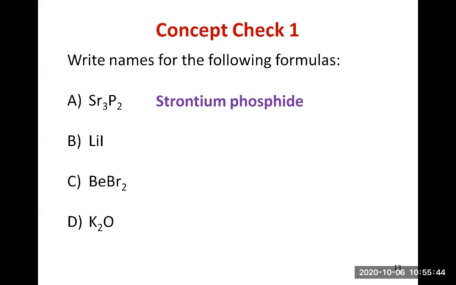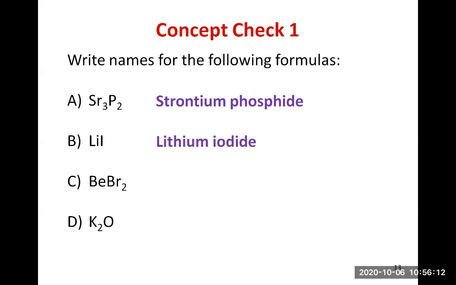LiI. So Li is lithium and I is iodine. Lithium is a type 1 metal because it's in group 1A. It's always Li+. So we will just name it as lithium, and then iodine will become iodide. You change the ending to "ide." So that's lithium iodide.